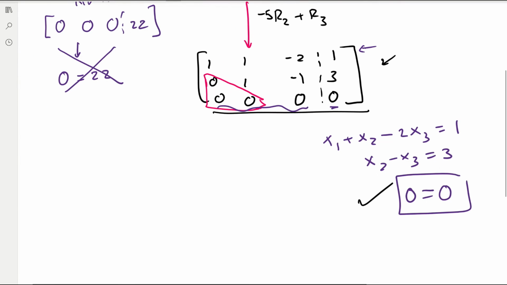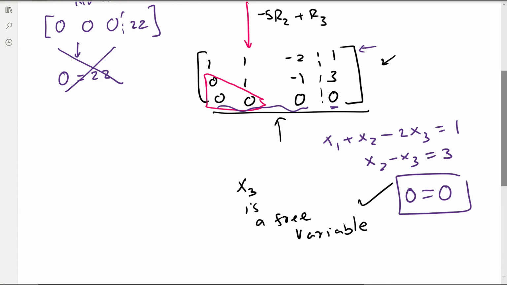So this is the case where we cannot find what x3 is, because this third row is supposed to help us find x3, and it doesn't help us find x3. So we are going to say that here x3 is a free variable. So what does it mean by a free variable? Free variable means you can choose any value for x3. You have the freedom to choose the solution for x3.